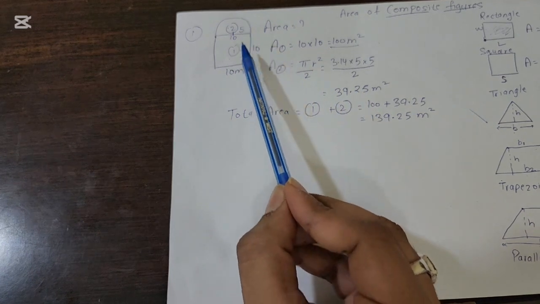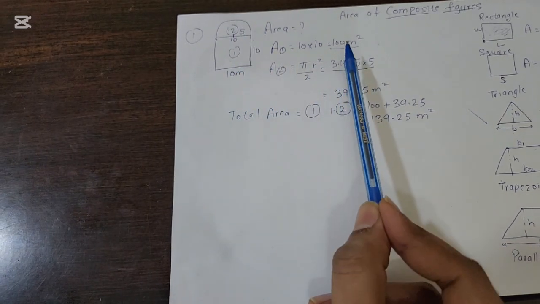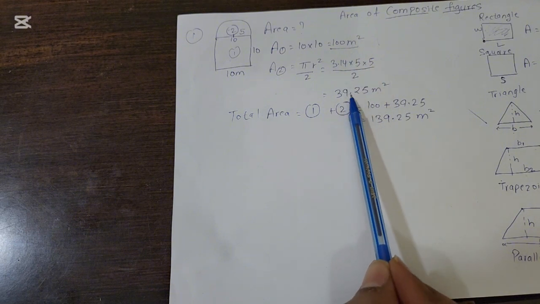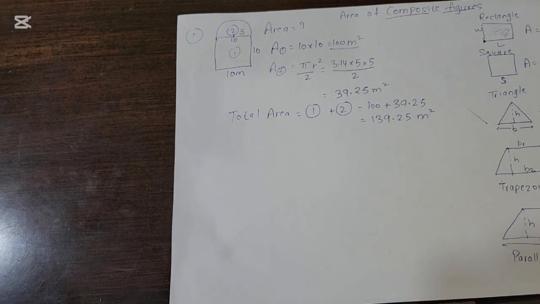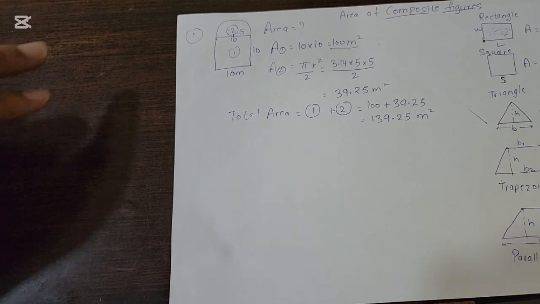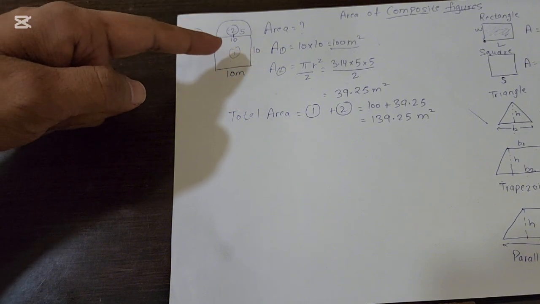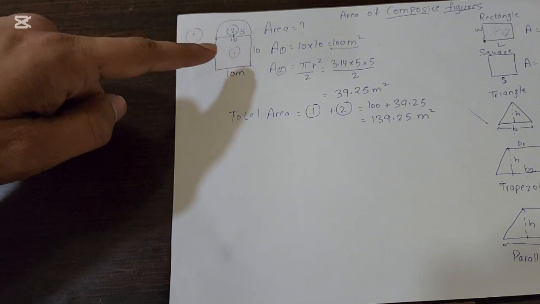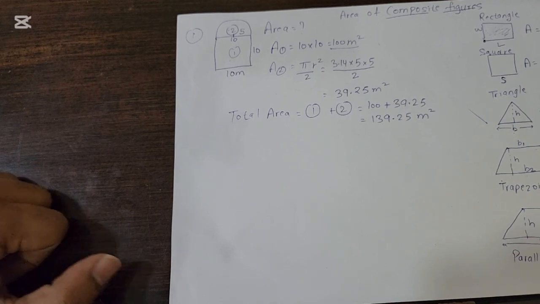To get the total area, we have to do area 1 plus area 2. Area 1 is 100. Area 2 is 39.25. So 100 plus 39.25, 139.25 meter square. So this is how we join two or more than two figures to make a composite figure. This is a composite figure, okay, and then we find its area. Okay, let us take one more example.